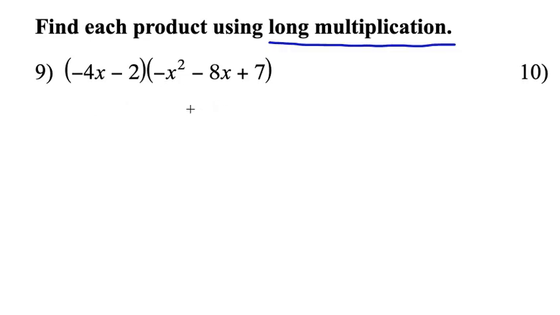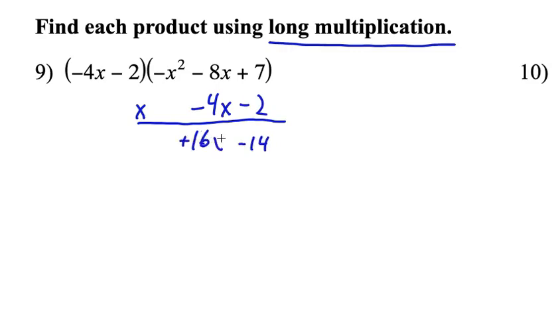Well, from long multiplication, you can set up one of your polynomials underneath the other. In this case, the binomial underneath the trinomial. Now I'm going to multiply each of the three terms in the trinomial by the negative 2. All right, so I have negative 2 times 7, and then negative 2 times negative 8x, and then negative 2 times negative x squared. So this method is just a different way of organizing our 6 multiplication problems. I have 3 more to go.